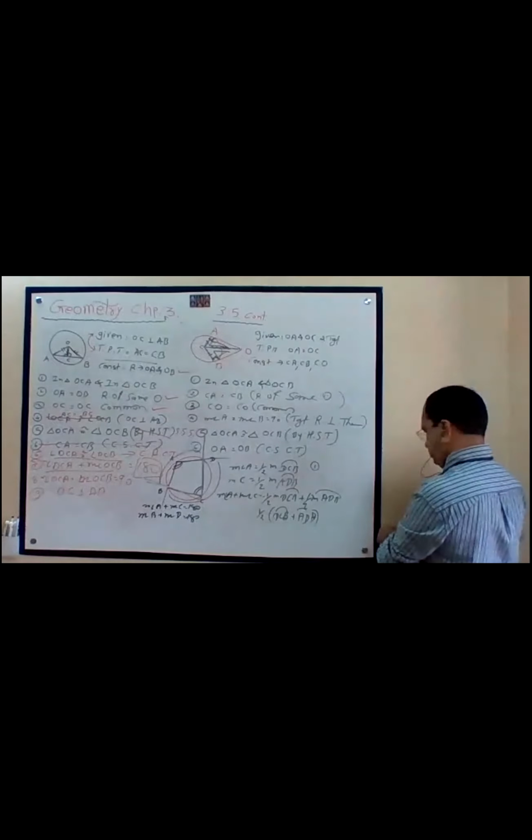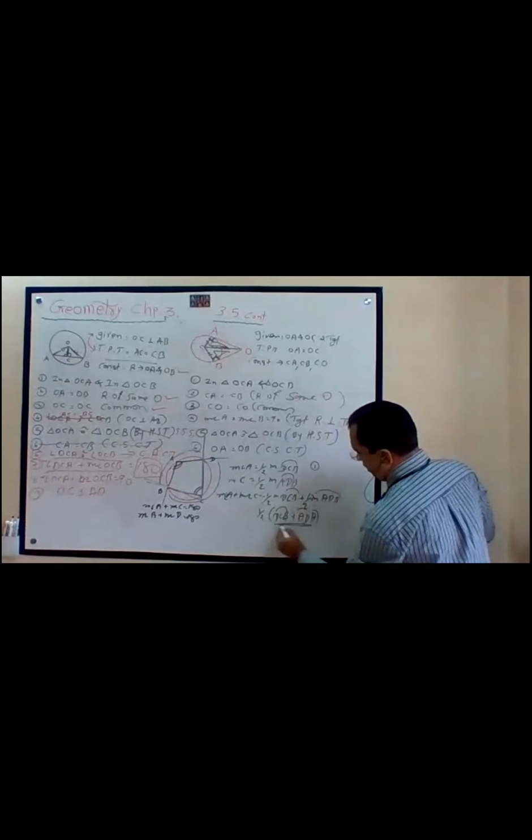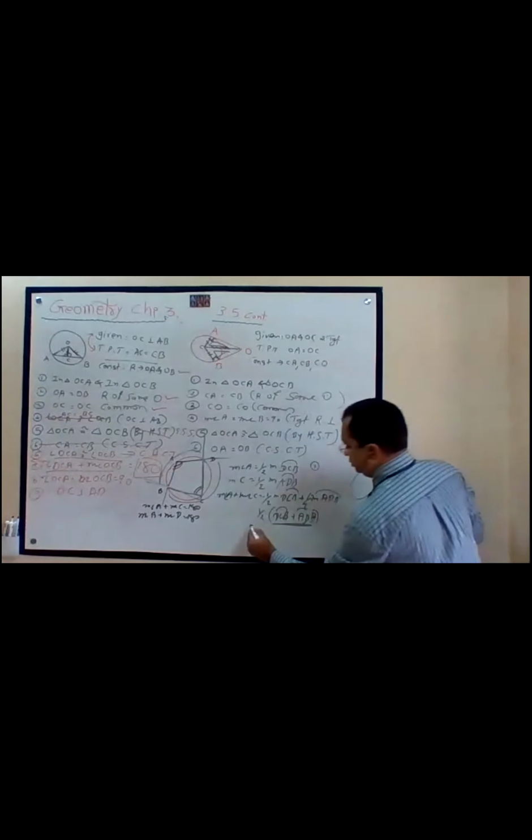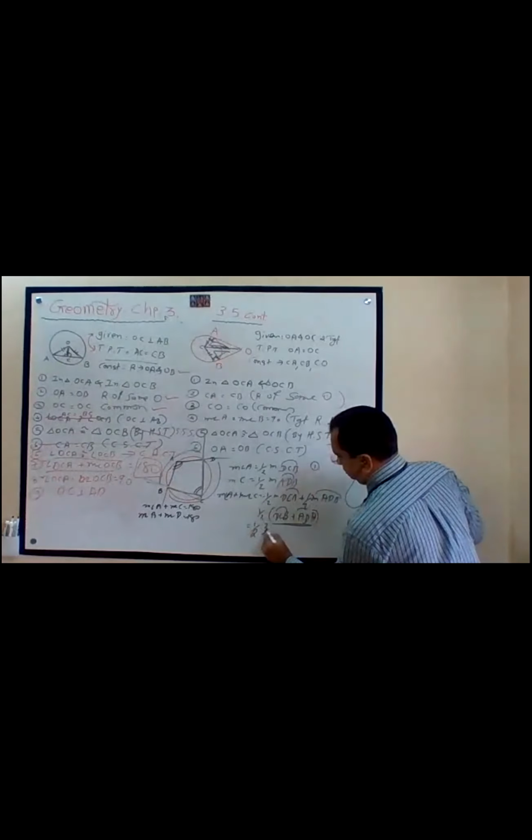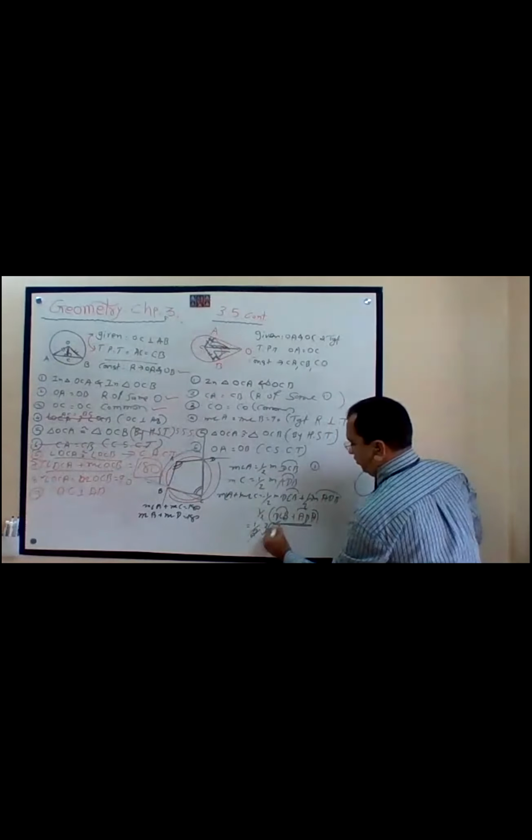So this is the full circle. Full circle means 360. Half of 360.